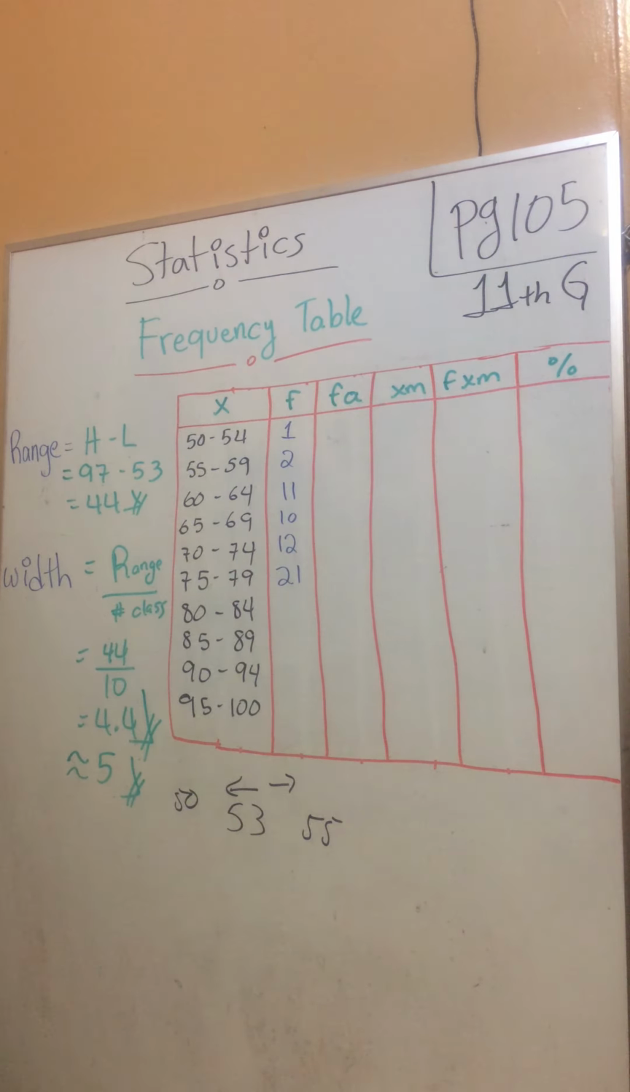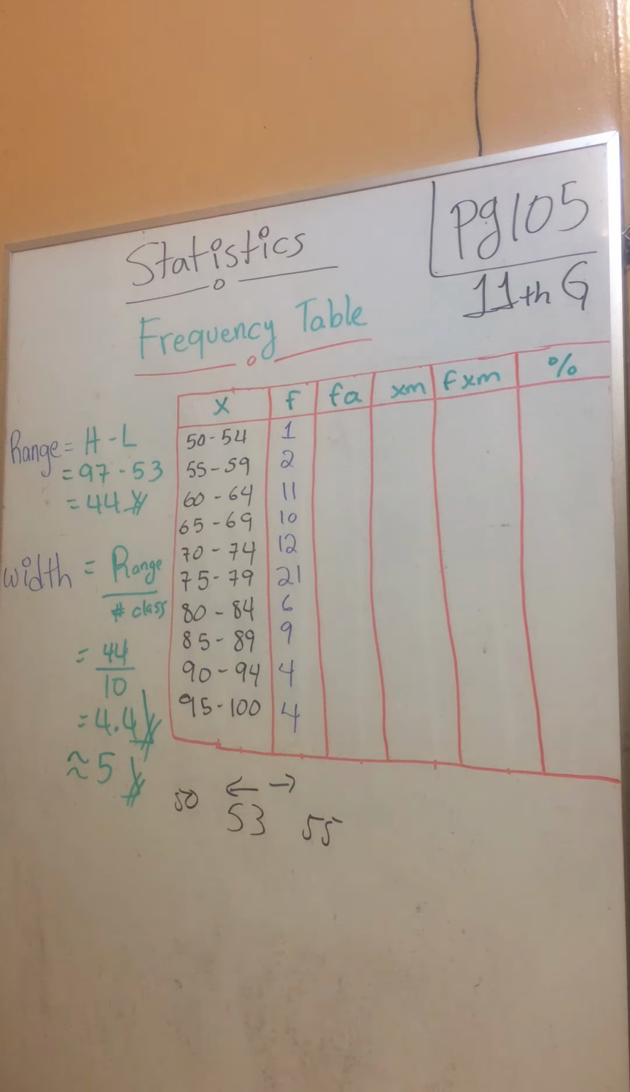How many numbers do we have from 50 to 54? We only have one person who got 53. Okay, then we start counting from 55 to 59, and we count how many. We have 2. From 60 to 64, we have 11 students who got those grades. From 65 to 69, we have 10 students. 70 to 74, we have 12. 75 to 79, we have 21. Okay, 80 to 84, 6 students. 85 to 89, 9 students. 90 to 94, 4 students. And 95 to 100, or 99, is going to be 4 students.